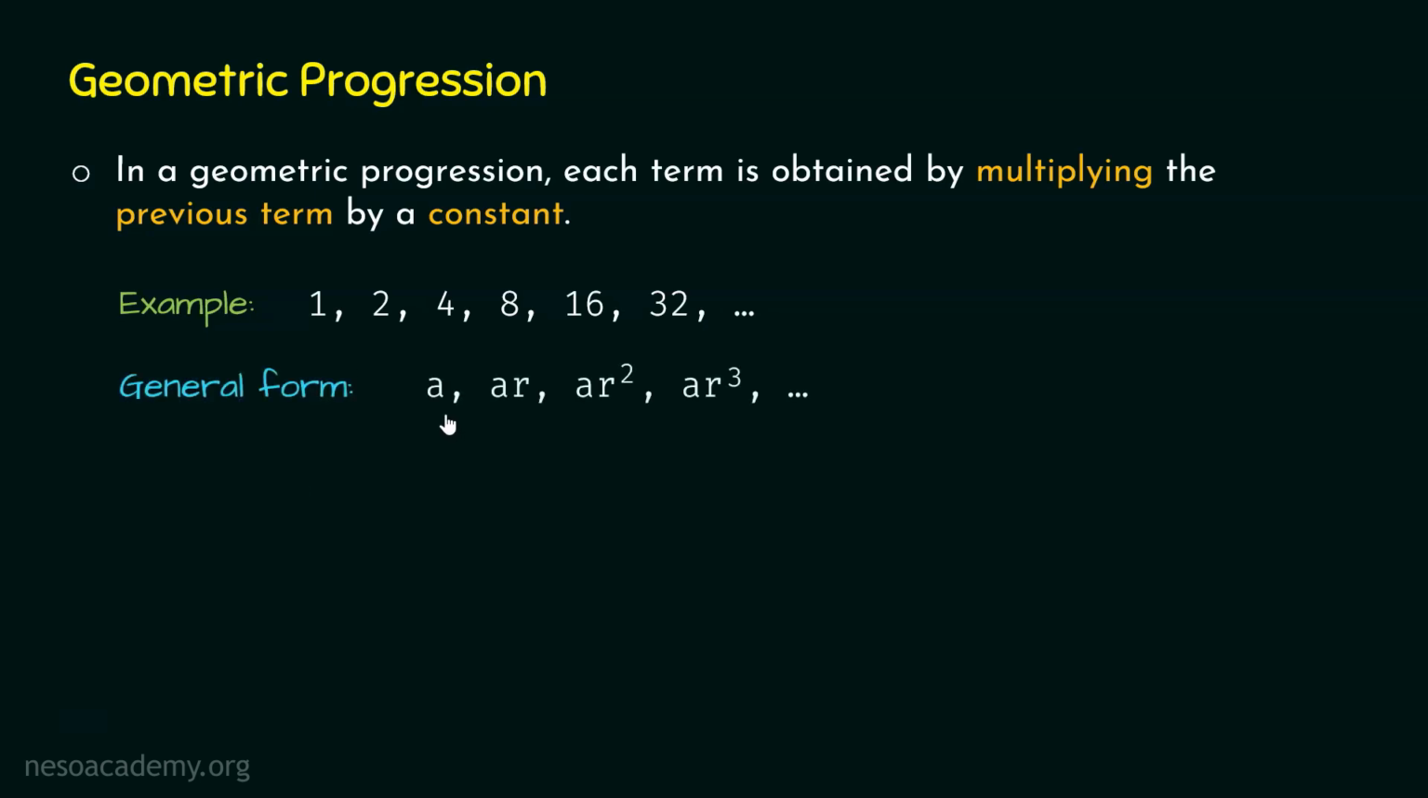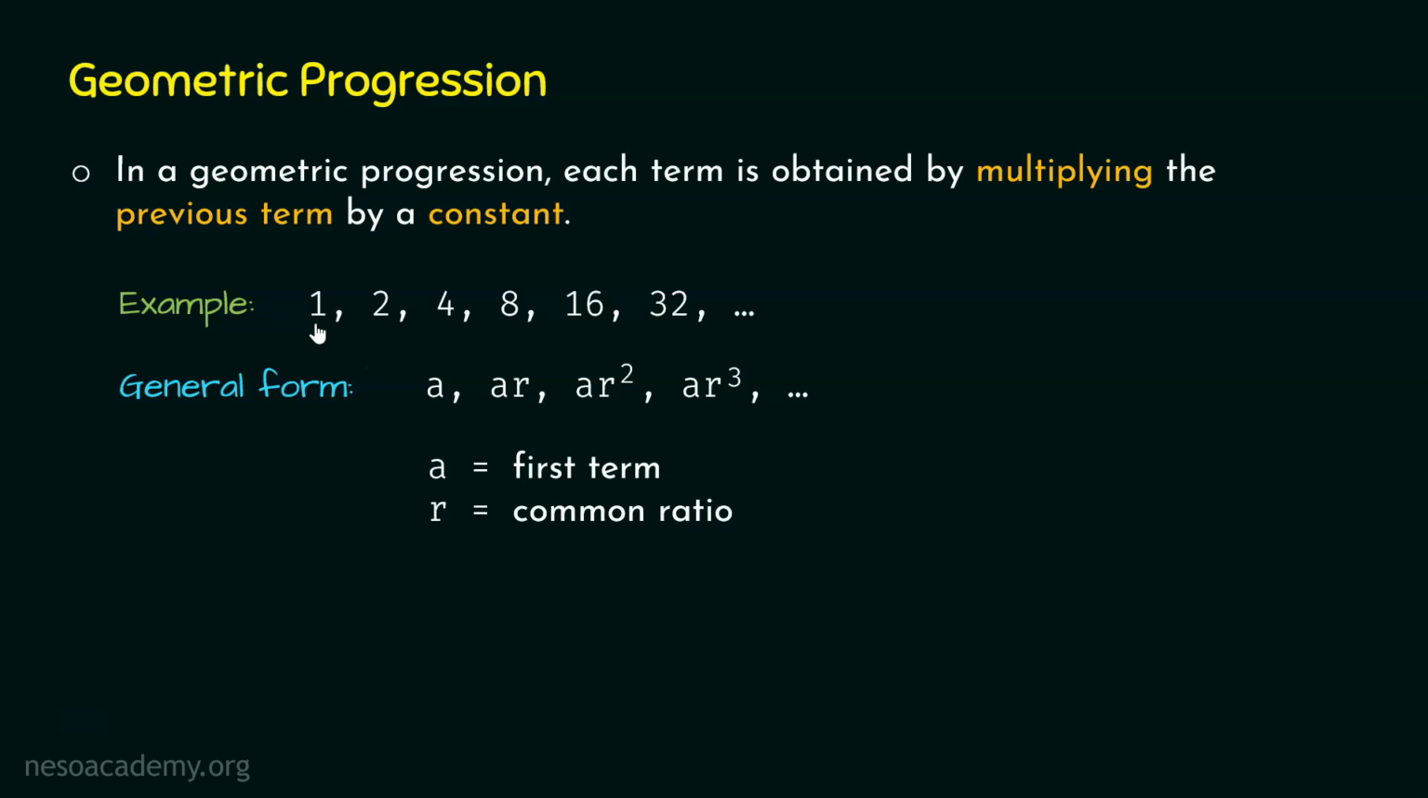The general form is a, ar, ar square, ar cube, and so on, where a represents the first term and r represents the common ratio. The constant that we considered in this example is the common ratio. The first term in this example is 1. So a in this example is 1 and r is 2.